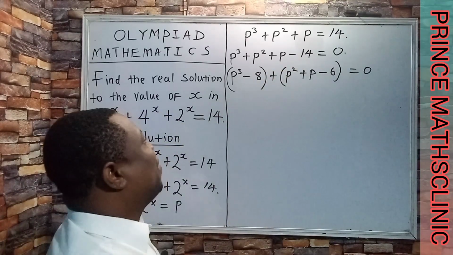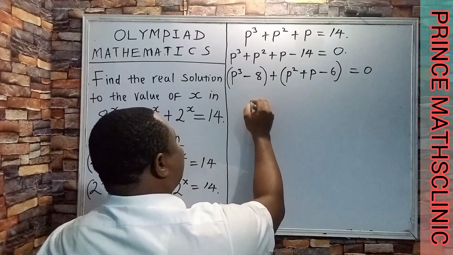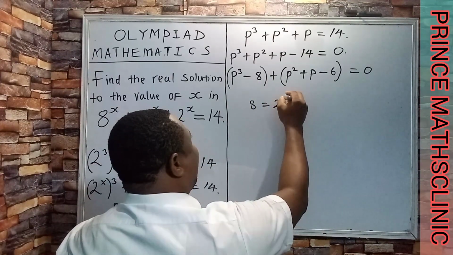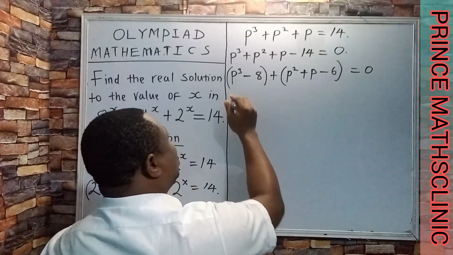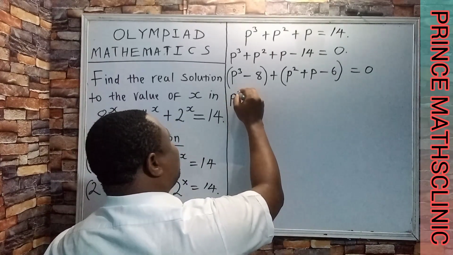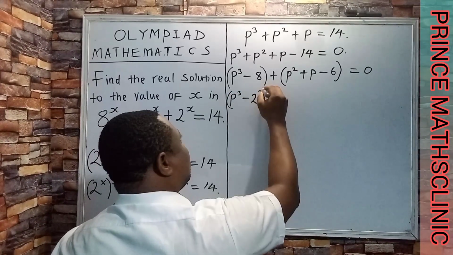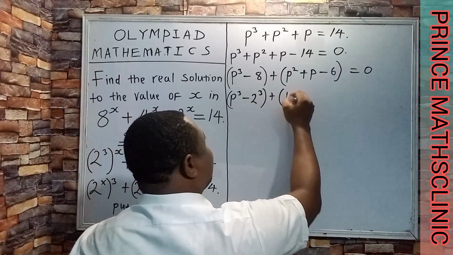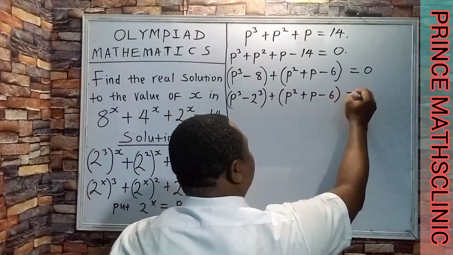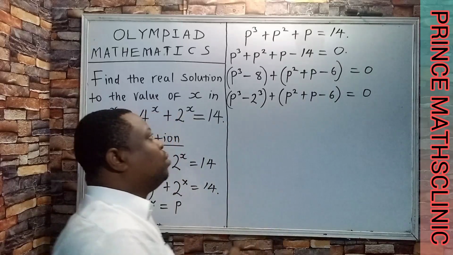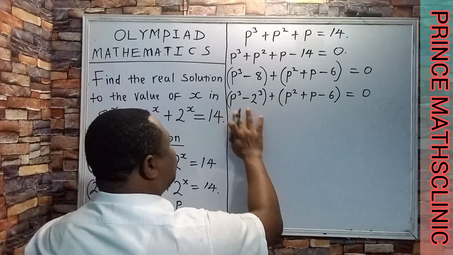14. Now, I know that my 8 is the same thing as 2 to the power of 3, and this is p to the power of 3. So I will have a situation like this: p to the power of 3 minus 2 to the power of 3 plus, then I have p squared plus p minus 6 equal to 0. Now I'm going to pick this part and resolve.